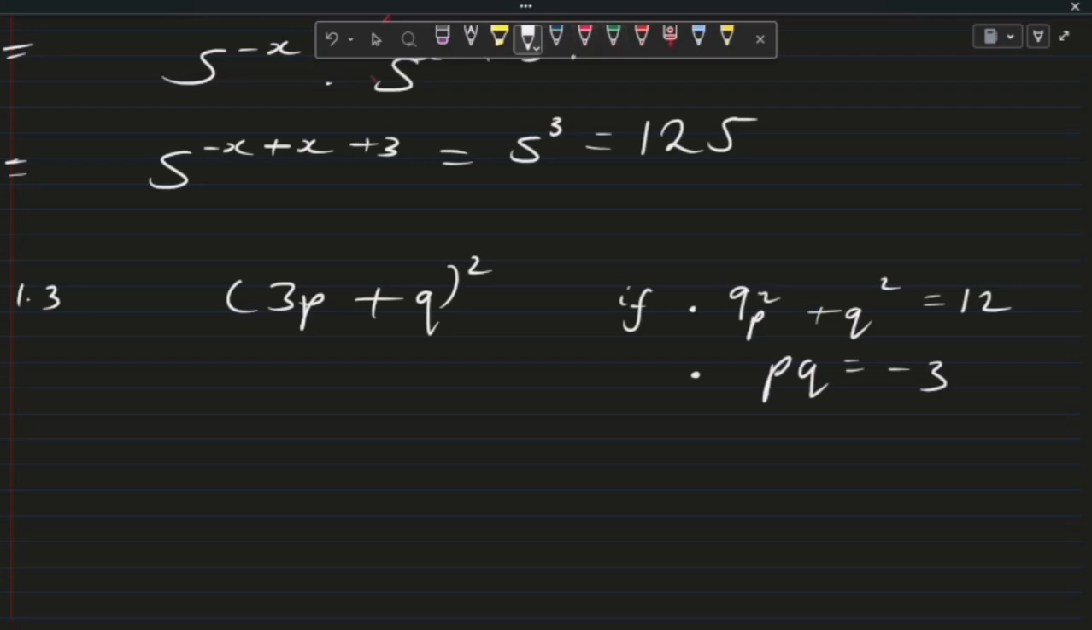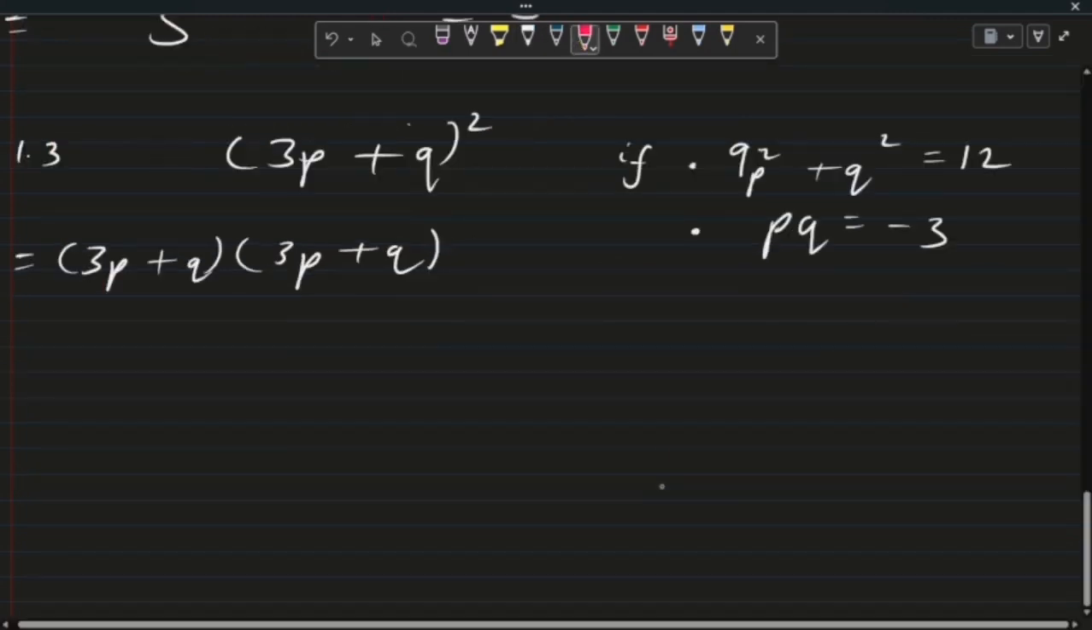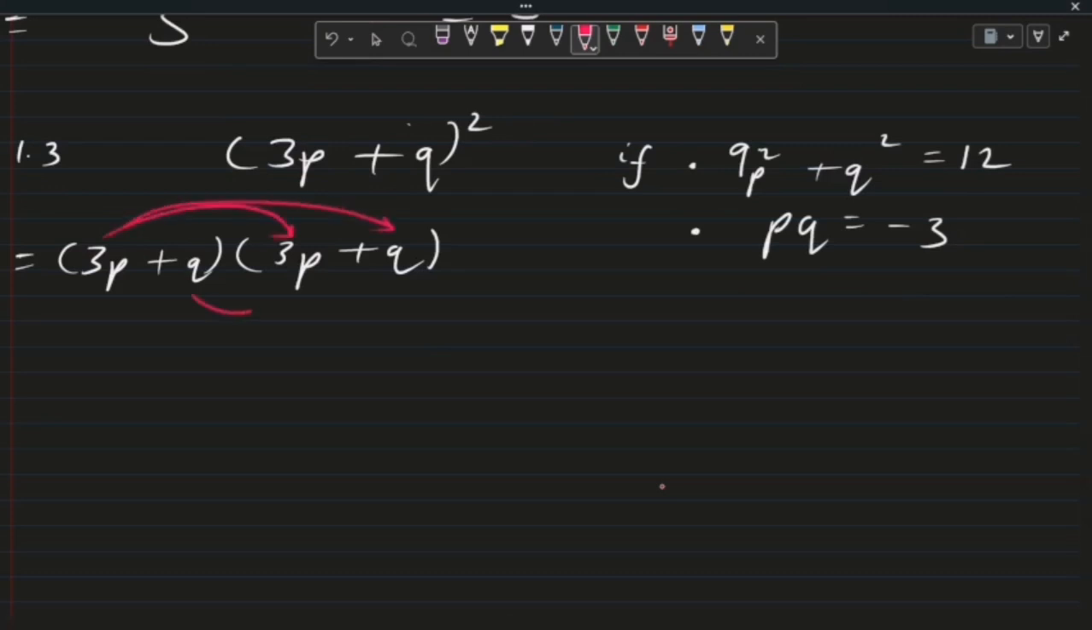So what we are going to do here, we'll simply break this down, and then at the end we will involve the given information to see what is the numerical value of this particular expression. Let's do it. Basically (3p + q) times (3p + q), because of that squared. And then we simplify it: this times that, that times that, and so on. Let's do it.